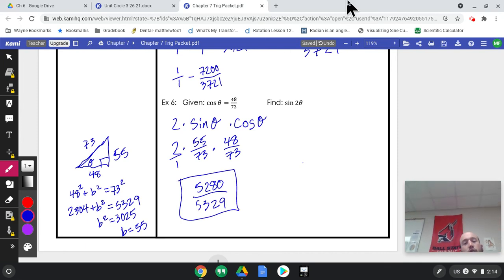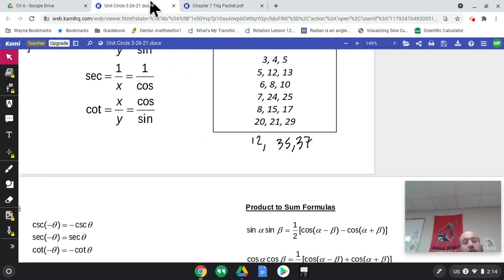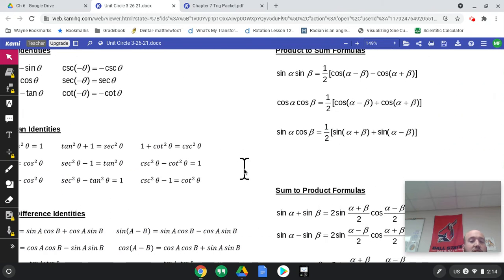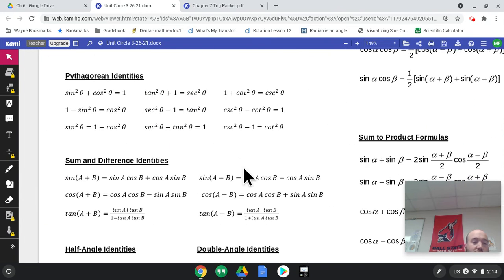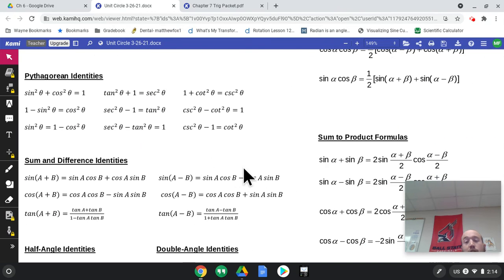So that is all for Unit 7. If you don't have the sheet, you need to get one. So ask me about it. There's some orange ones sitting on my desk. If I'm not there, you can grab one.